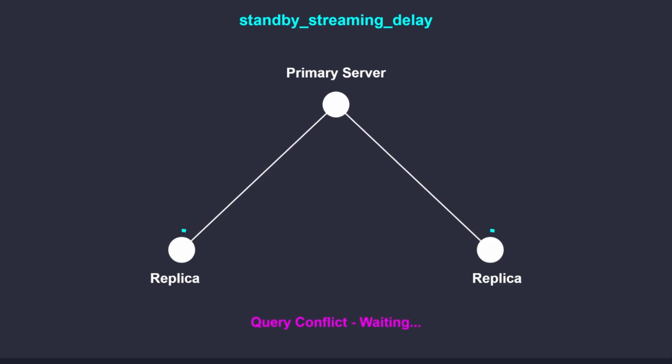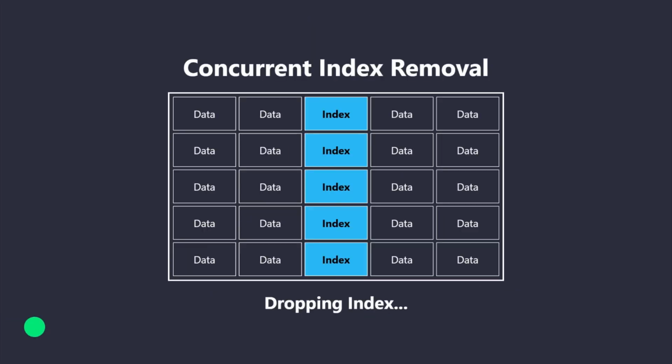Adjust the max standby streaming delay parameter to manage how long replicas wait before killing local queries that conflict with the incoming schema change from the primary server.